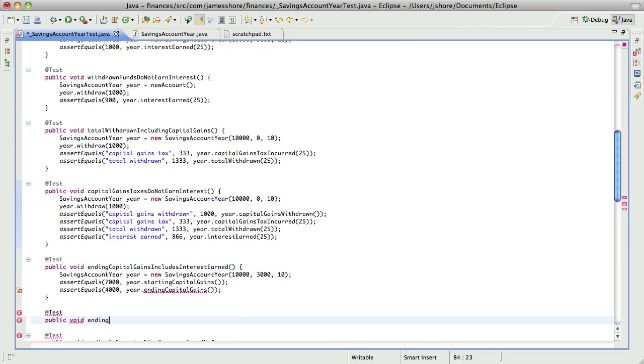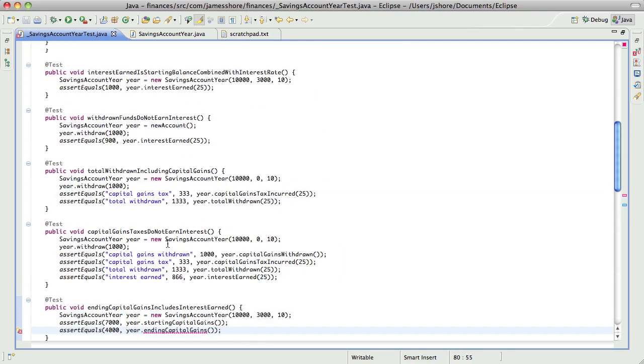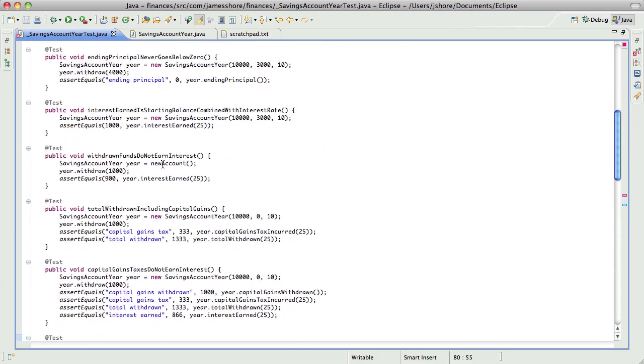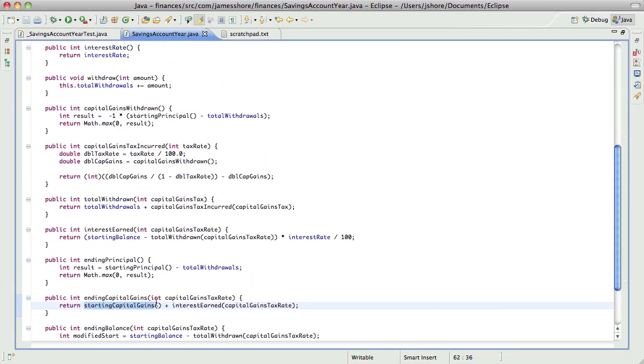Let's just look at capital gains withdrawn. We've got principal withdrawn, I believe. So what we're doing there is when we withdraw more than principal, then we withdraw capital gains. Okay, so we have anything about principal withdrawn? Go ahead, ending principal. So yeah, we'll come back to that. This is failing because we are passing our interest rate. That is 74,000 was 8,000. Starting capital gains. Okay, well, we just returned starting capital gains.